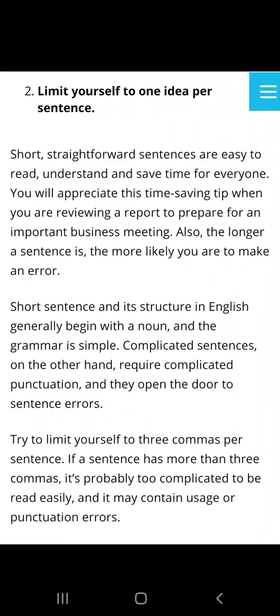Limit yourself to one idea per sentence. Short, straightforward sentences are easy to read and understand and save time for everyone. You will appreciate this time saving tip when you are reviewing a report to prepare for an important business meeting. Also, the longer a sentence is, the more likely you are to make an error. Short sentence structure in English generally begins with the noun, and the grammar is simple. Complicated sentences, on the other hand, require complicated punctuation and they open the door to sentence errors.